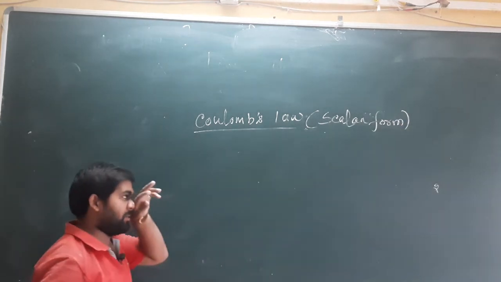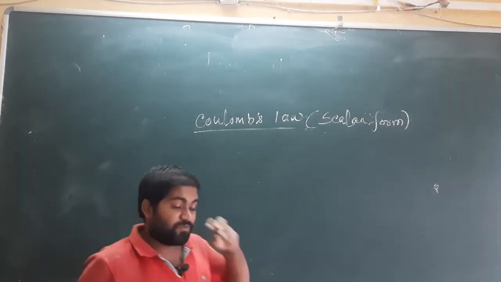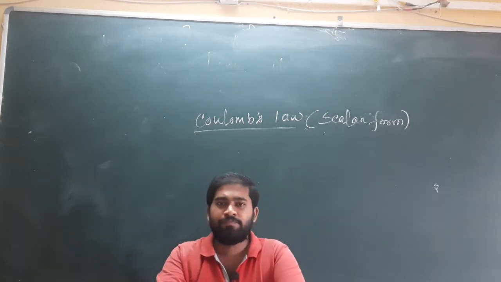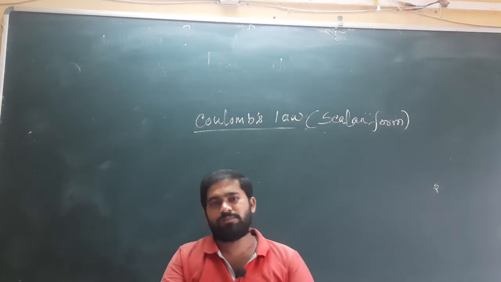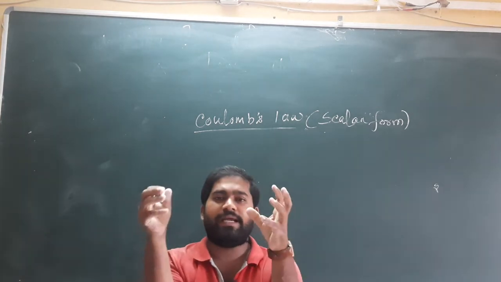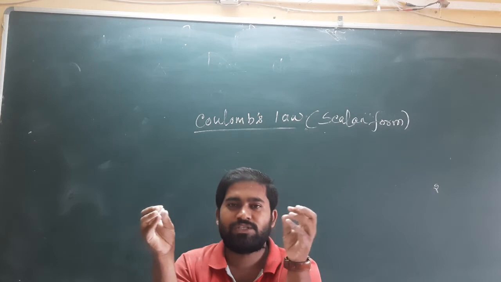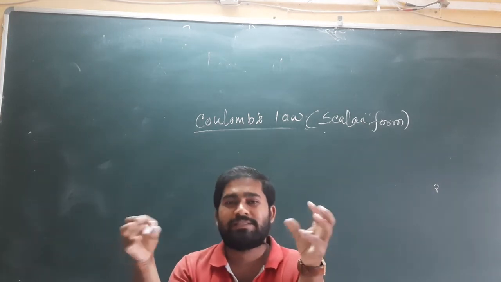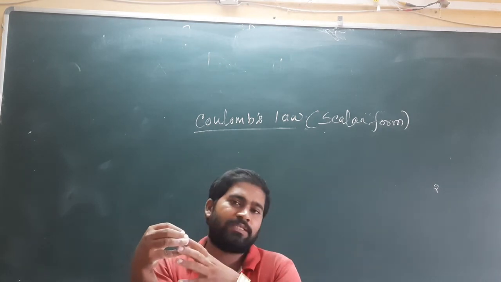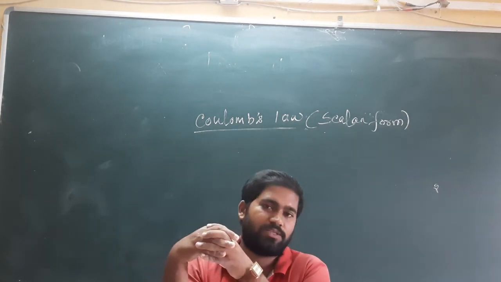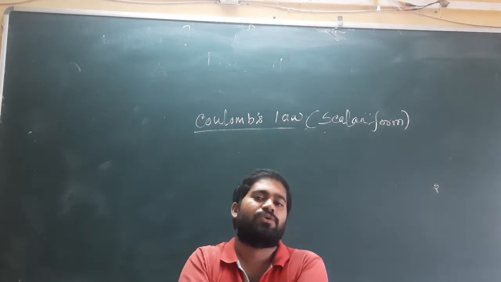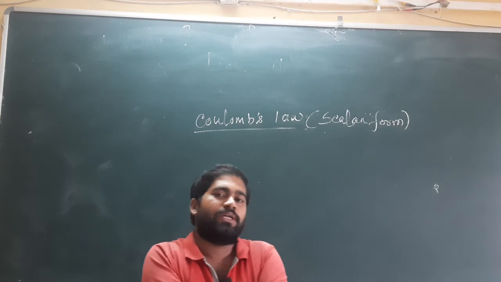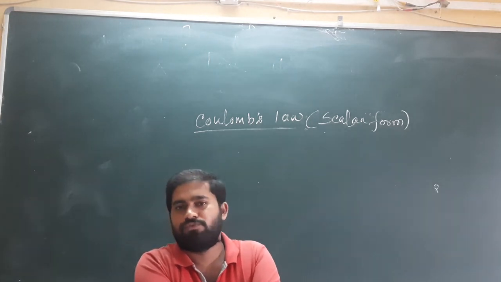Coulomb's law in scalar form. When you observe the effect of one charge upon another, Coulomb first observed that when we take two different charges towards each other, or away from each other, there is a certain effect acting between the charges, and that effect is known as force, Coulomb's electrostatic force.